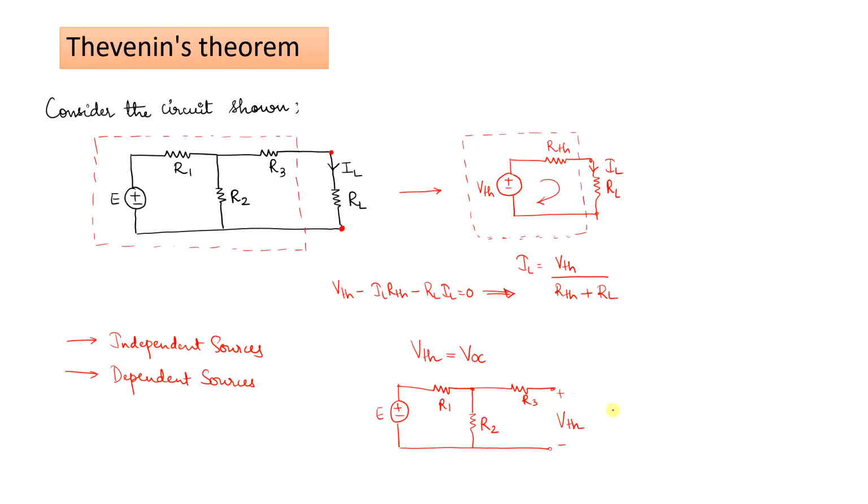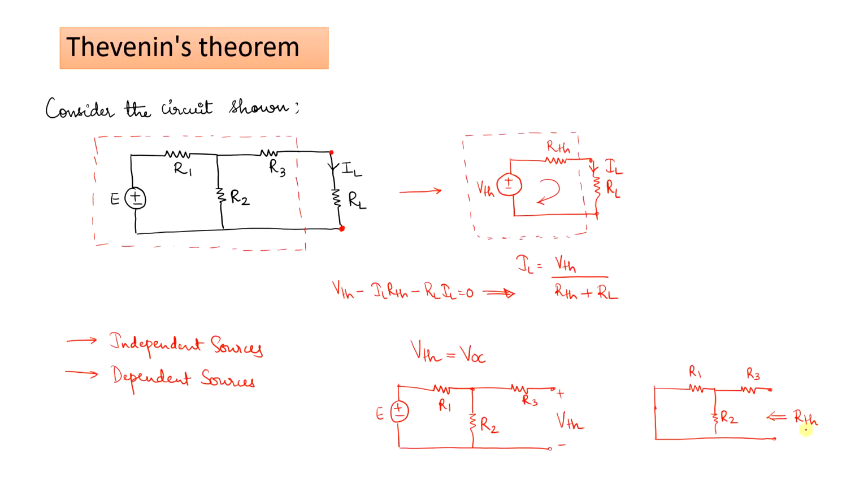Similarly, say you want to compute R Thevenin. For the circuit shown here, we make all the independent sources inoperative. A voltage source will be considered as a short. I have resistances R1, R2 and R3. These are my open circuit terminals, and this is the resistance R Thevenin computed when looking back into the circuit.